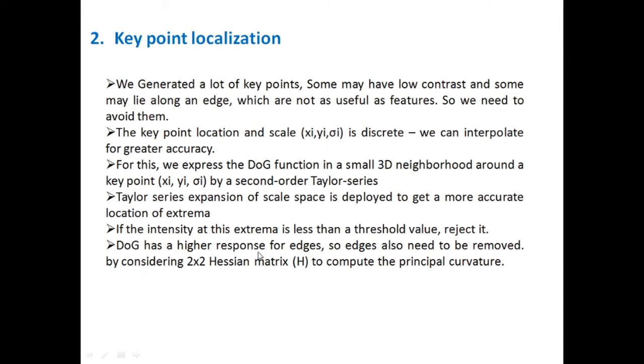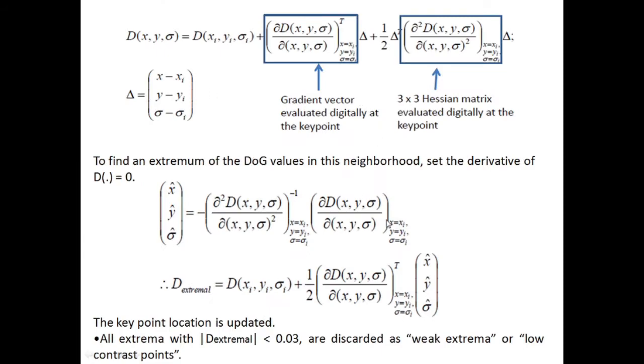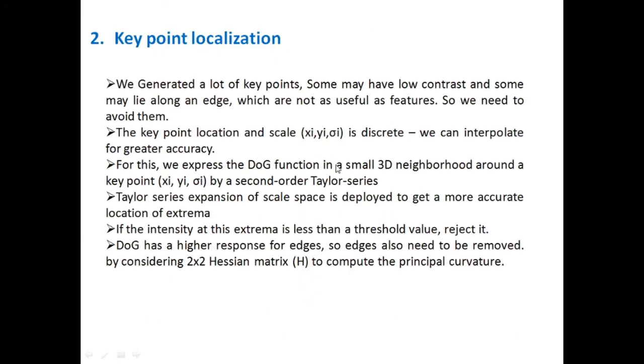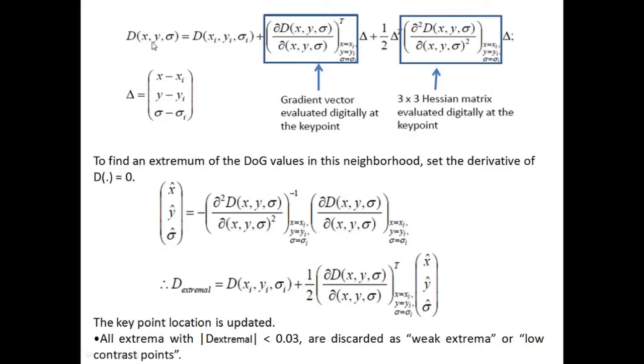Now the DOG, difference of Gaussian, has a higher response for edges also, of course. So edges also need to be removed. That means the key points which are present on the edges have also to be focused on here. How does this happen? By considering the 2 cross 2 Hessian matrix H to compute the principal curvature. So here we have 2 criteria. One is I need to remove the low contrast key points, and the second is if I have found many key points on the edges, that has to be taken care of and filtered out.